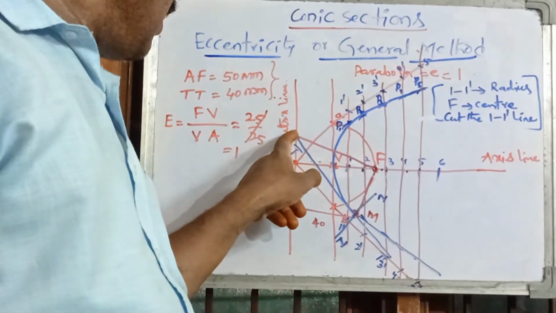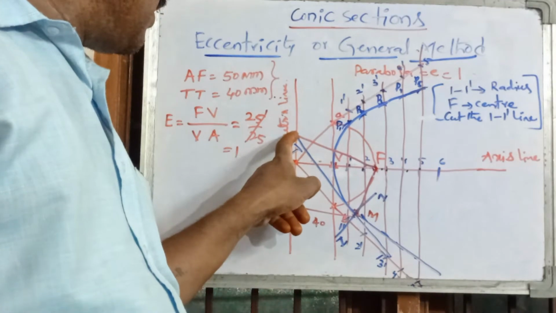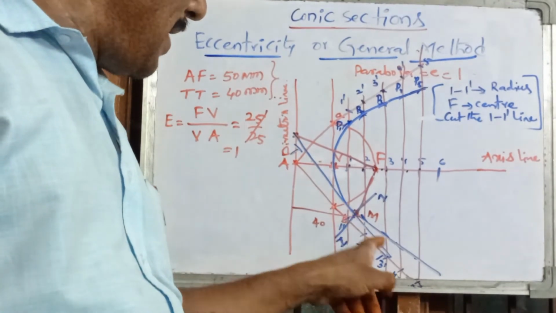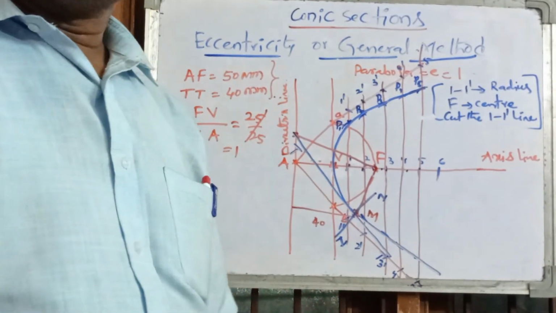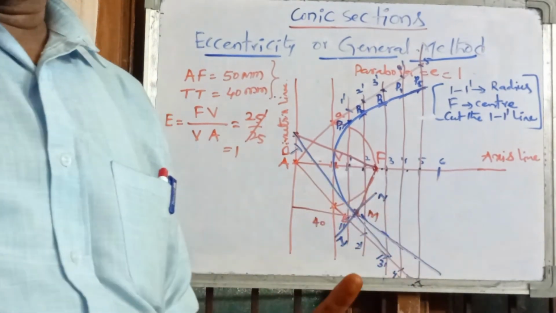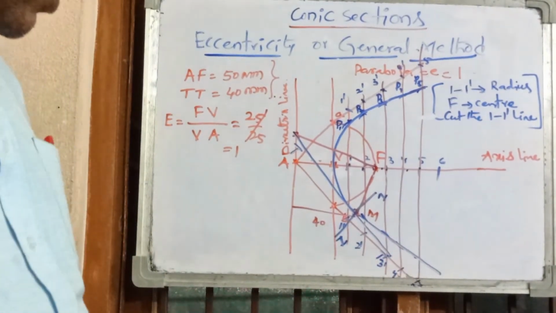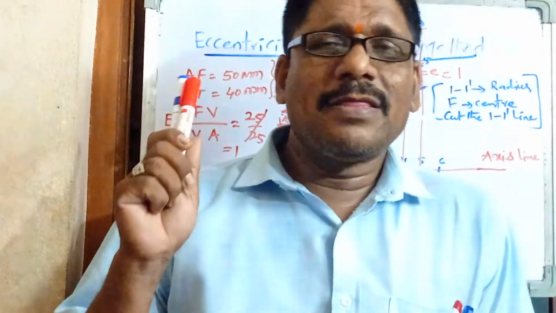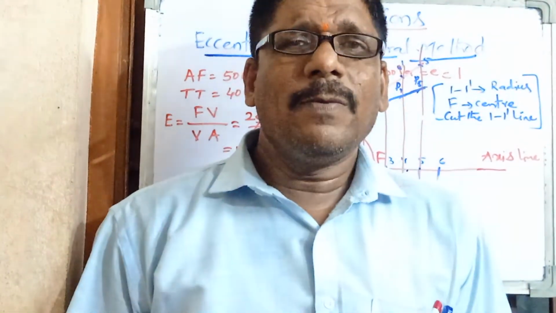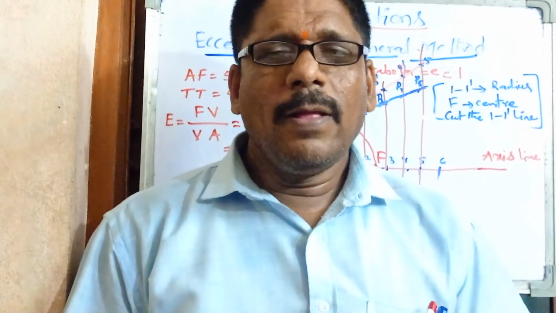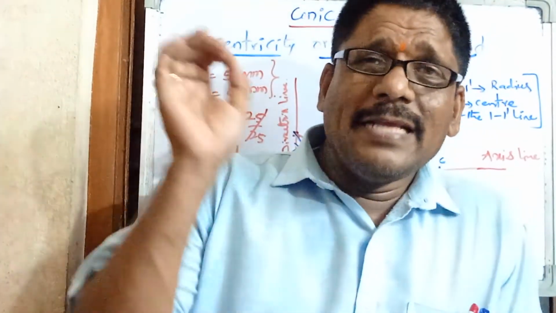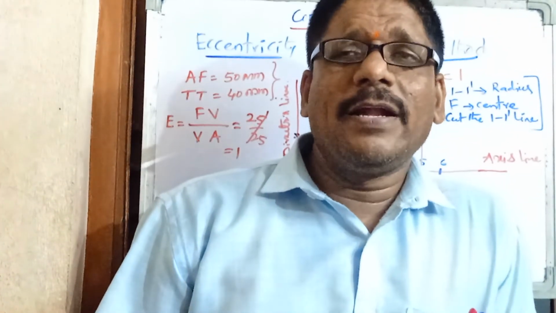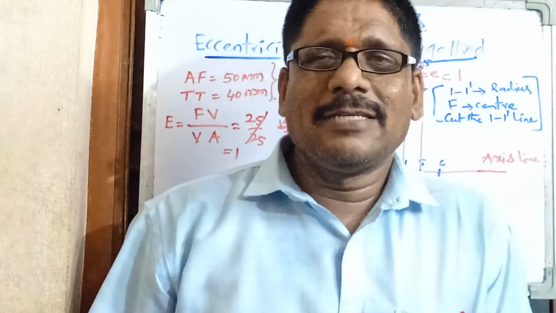Mark the point here. Join this point and point M and extend the line. This line is called the tangent, and the line perpendicular to it is called the normal. So this is the eccentricity method. It is a very important method, and in the examination there is a 90% chance of getting it.